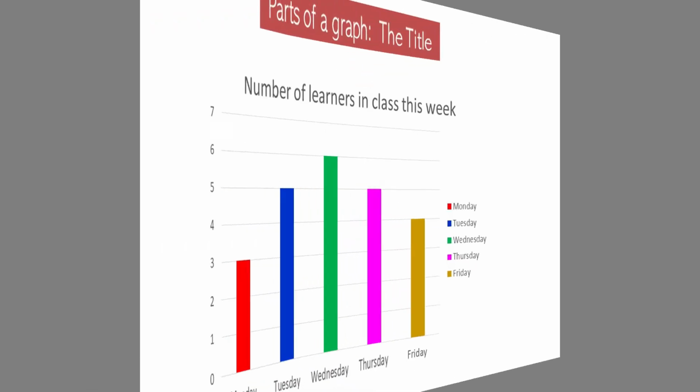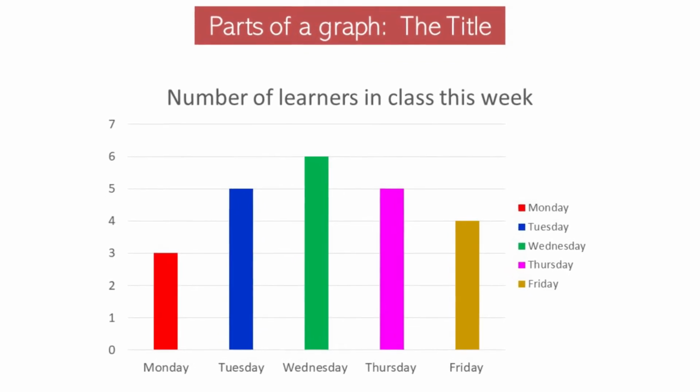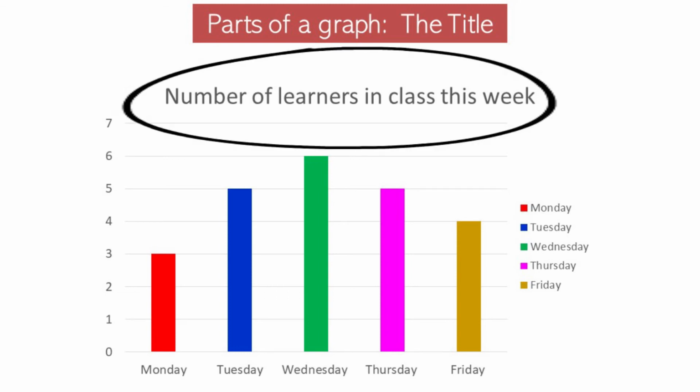It is important that learners understand how graphs are constructed. This knowledge is essential for children to be able to correctly read and interpret data on graphs. We will start off with the title. The title is always above the graph and it explains what the graph shows. The title of this graph is Number of Learners in Class This Week.